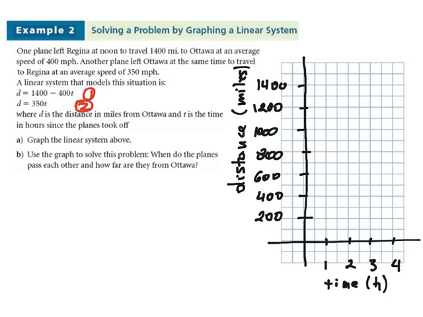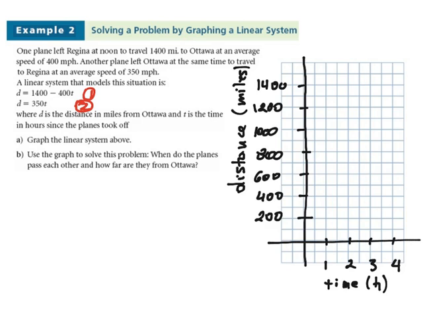Now d is the distance in miles from Ottawa, and t is the time in hours since the plane took off. The first thing we'll do is graph the linear system, and then we're going to use the graph to solve this problem. We're going to answer: when do the planes pass each other, and how far are they from Ottawa? On the right-hand side, I already set up the grid. The horizontal axis will be time, and the vertical axis will be distance.